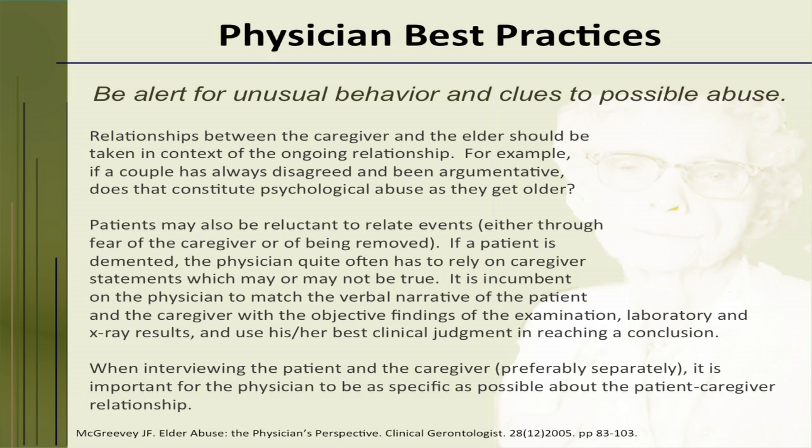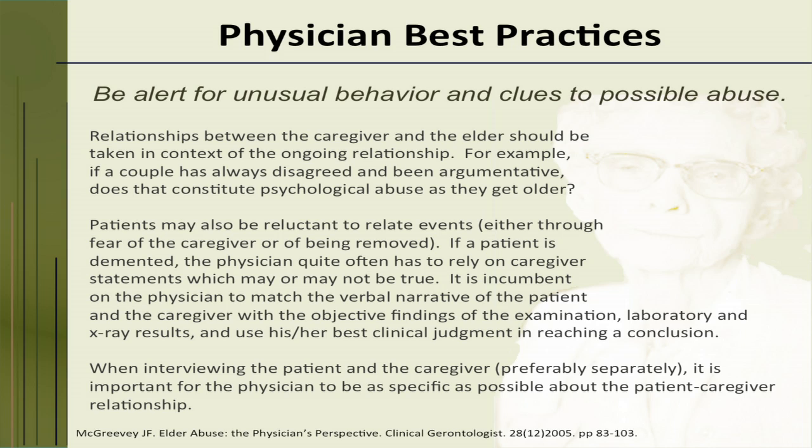And the patients may also be reluctant to relate events, either from fear of the caregiver or of being removed. We see oftentimes that older adults who are being abused maybe don't want to tell other individuals, especially law enforcement, that they're being abused, because caregivers are oftentimes family members and they don't want to get their family members in trouble. And then also, older adults who are being abused are oftentimes very worried about being removed from their home and placed in a nursing home. Even if that's not a high likelihood, they're still very scared of that.